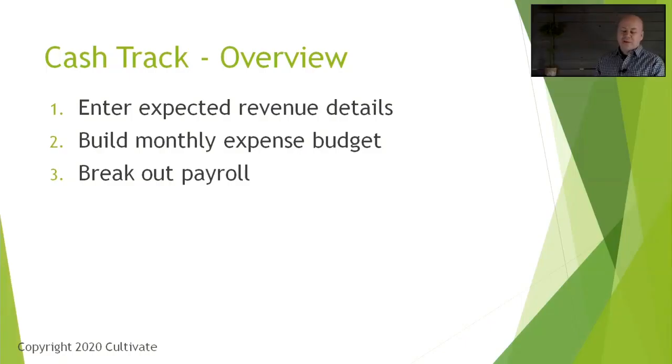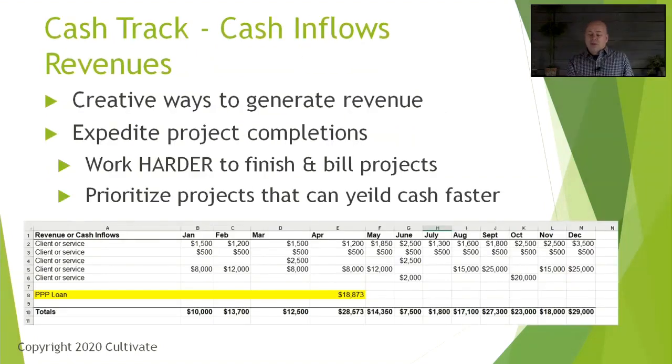So the cash track template, what we're going to do is we're going to enter in our expected revenue details, other cash inflow details. We're going to build out our monthly expense budget, and there's a couple models that we'll use to do that. And then we're going to break out our payroll expenses. And we'll explain in a bit why payroll is treated a little differently in this model. We're going to start with the cash inflows, and mostly this has to do with our revenues. So I've just kind of broken out just the revenue section of this spreadsheet.